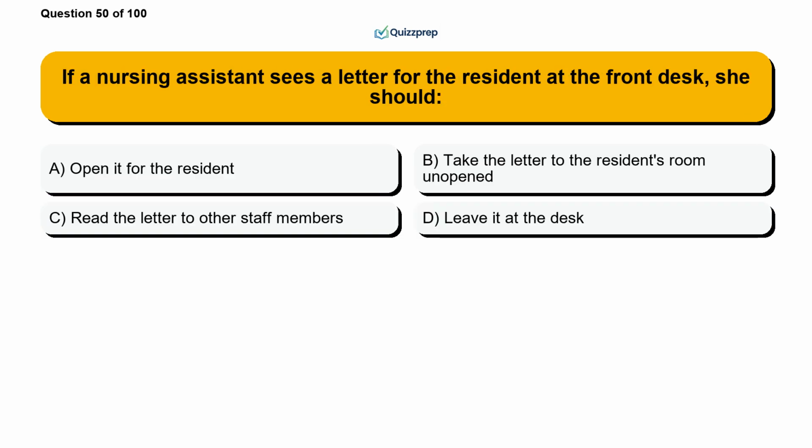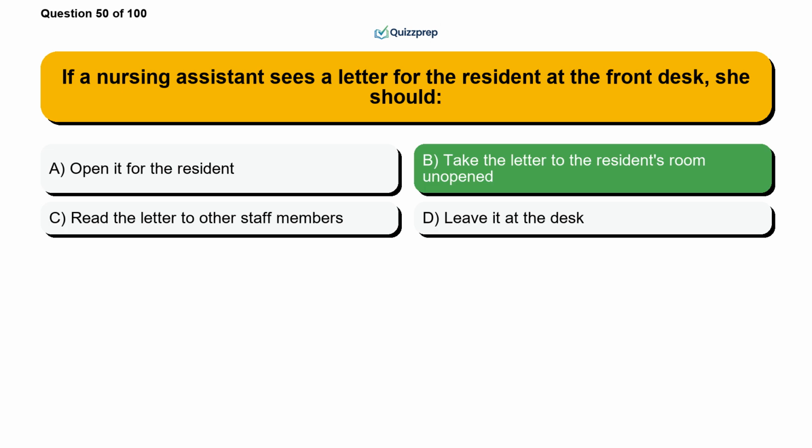Question 50. If a nursing assistant sees a letter for the resident at the front desk, she should: option A. Open it for the resident. Option B. Take the letter to the resident's room unopened. Option C. Read the letter to other staff members. Option D. Leave it at the desk. The correct answer is option B. Take the letter to the resident's room unopened.